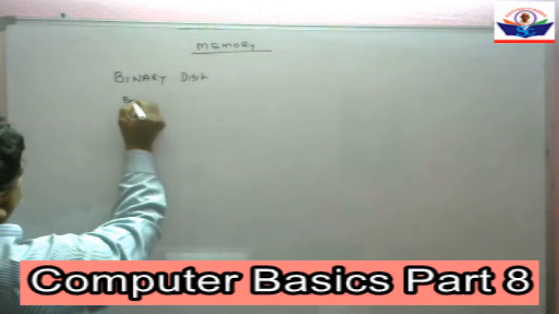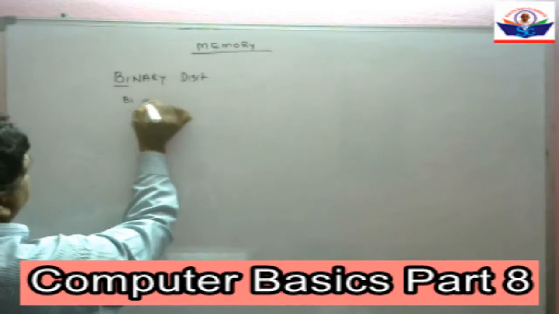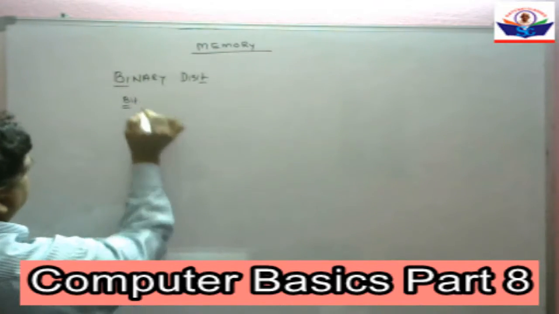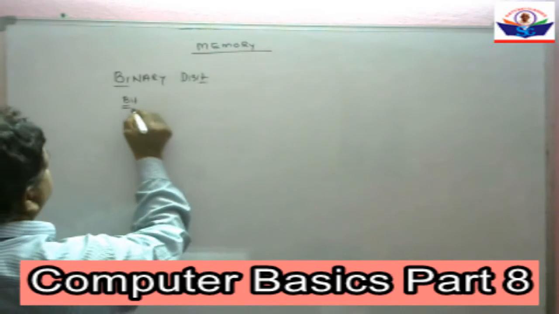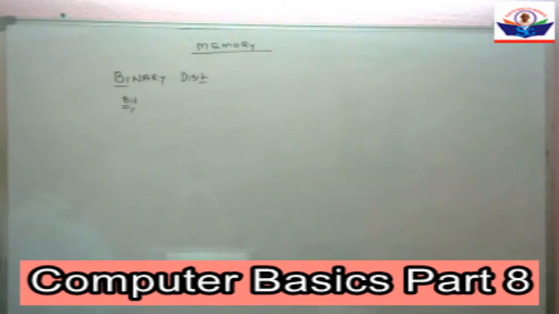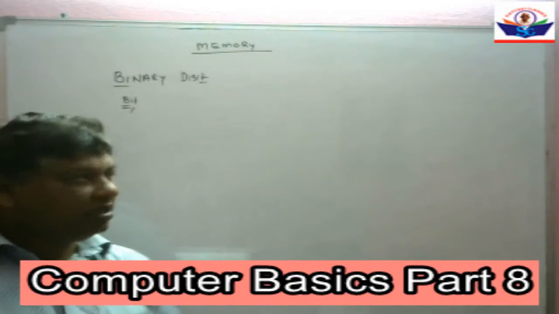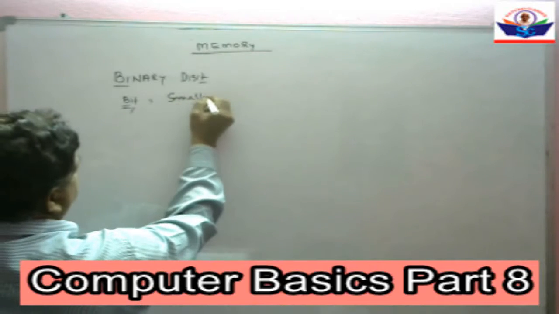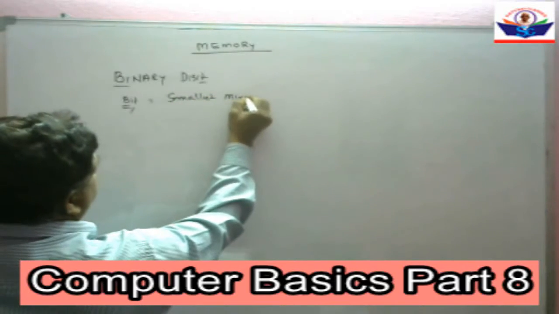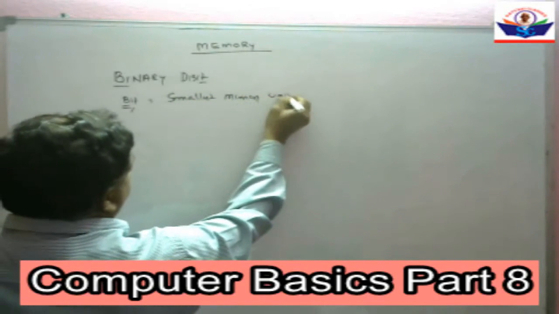What is bit? The first two letters, B and I, and the last letter T are combined. It becomes bit. Okay. What is a bit? It is the smallest memory unit. Bit is the smallest memory unit.